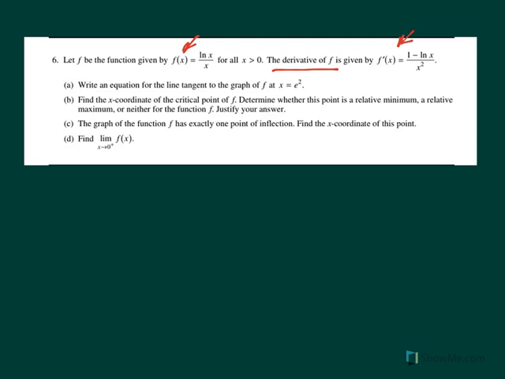For part A, it says write an equation for the line tangent to the graph of f at x equals e to the second power, or e squared. So the big idea for this one, for part A, to write the equation of a tangent line, you need two pieces of information. You need a point and a slope. And you can also use your point slope form.